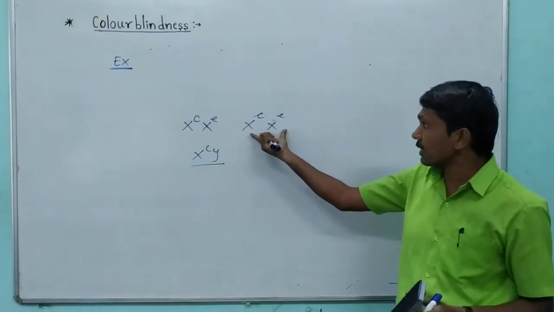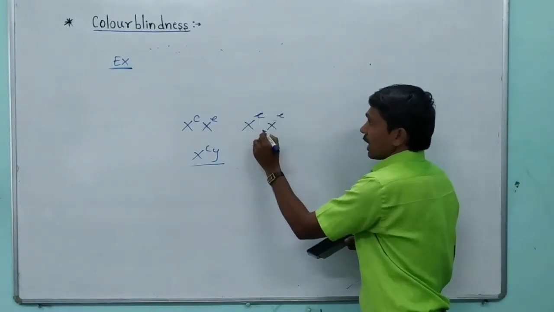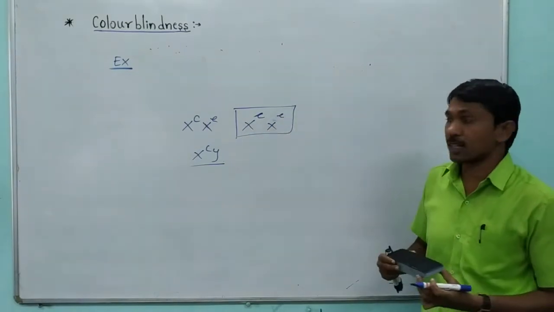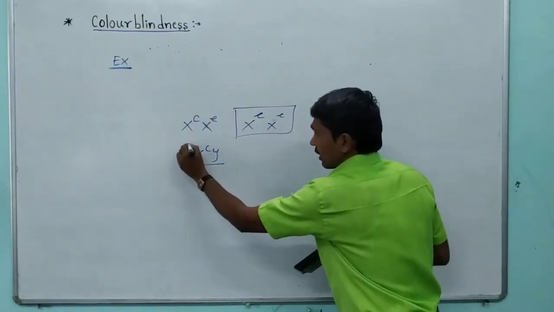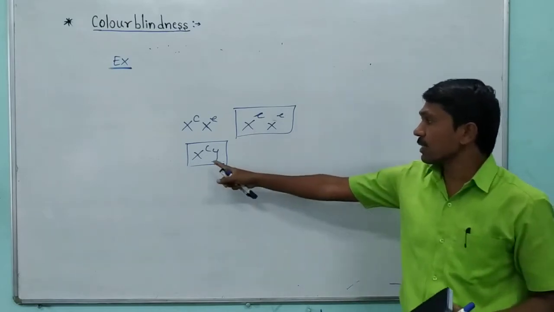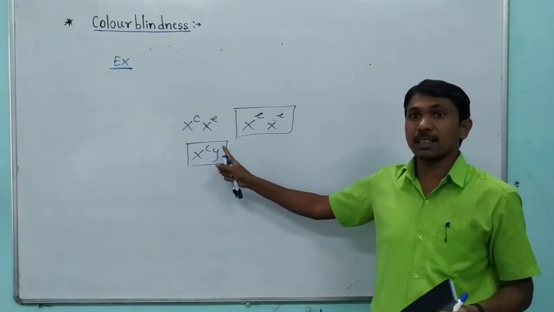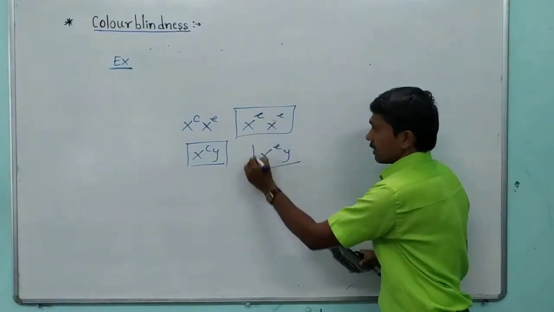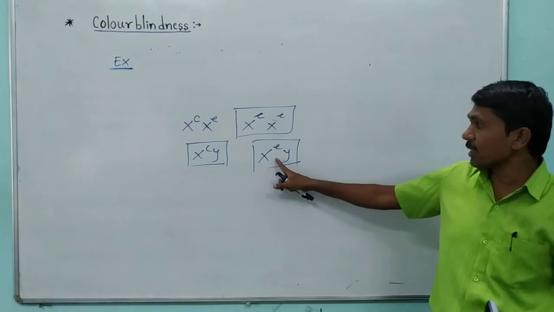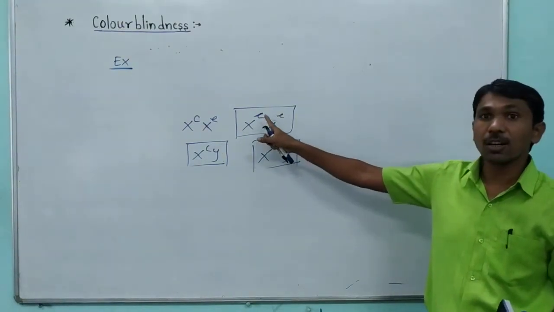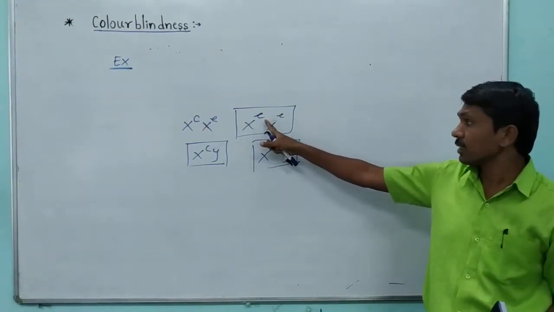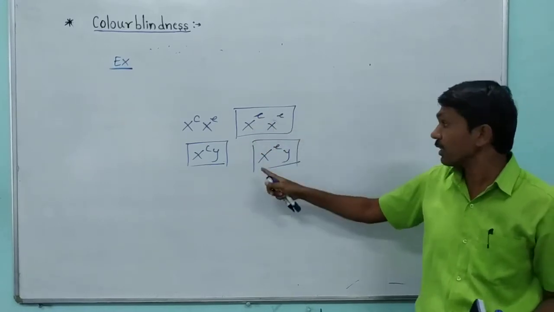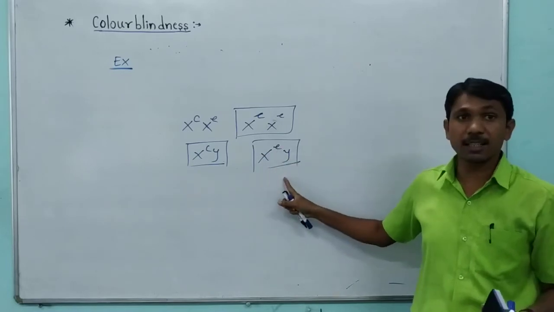That condition is called the homozygous condition. X small c X small c is the homozygous condition. Here X capital C Y, and here X small c Y, this condition is called the hemizygous condition, and the other condition is called the homozygous condition for that trait. This means X small c X small c is the homozygous condition and X small c Y is the hemizygous condition.